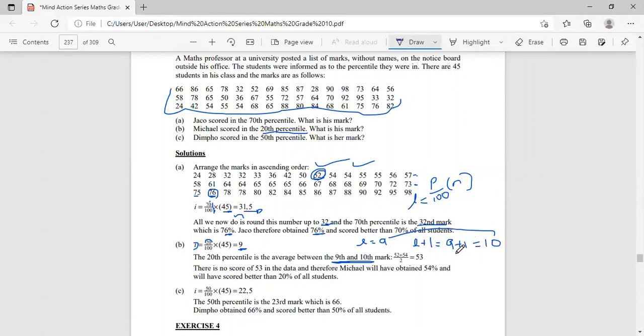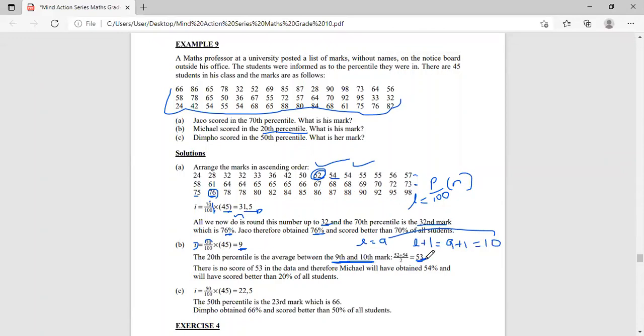Sharp. So it's going to be between the 9 and the 10. The 9 and the 10 are these ones, 52 and 54. The average. And then there is no score of 53 in the data. So Michael only 54%.